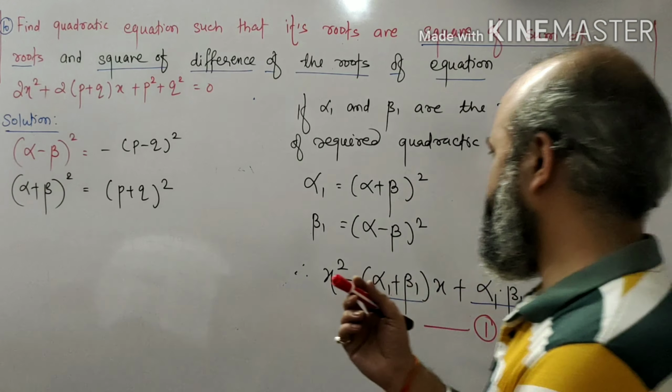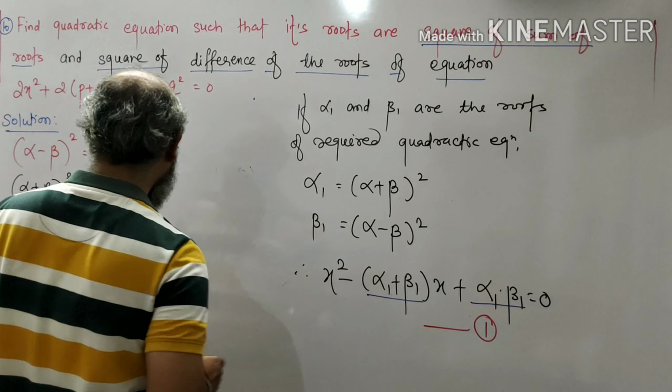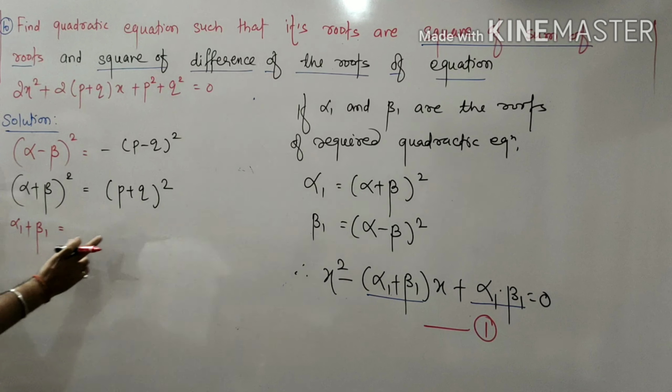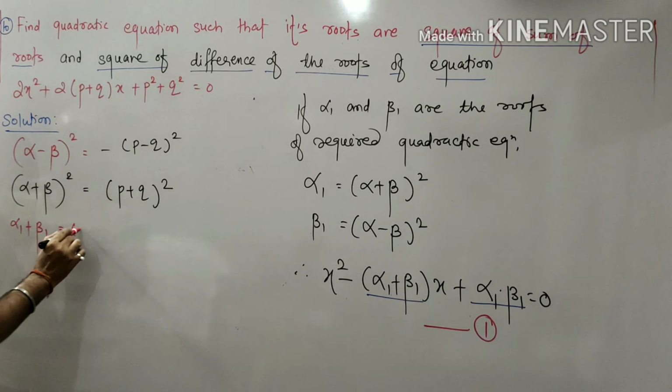Now, student, we will find alpha 1 plus beta 1. Now, alpha 1 plus beta 1 is equal to alpha 1 plus beta 1. What is alpha 1, student? Alpha 1 is alpha plus beta the whole square.